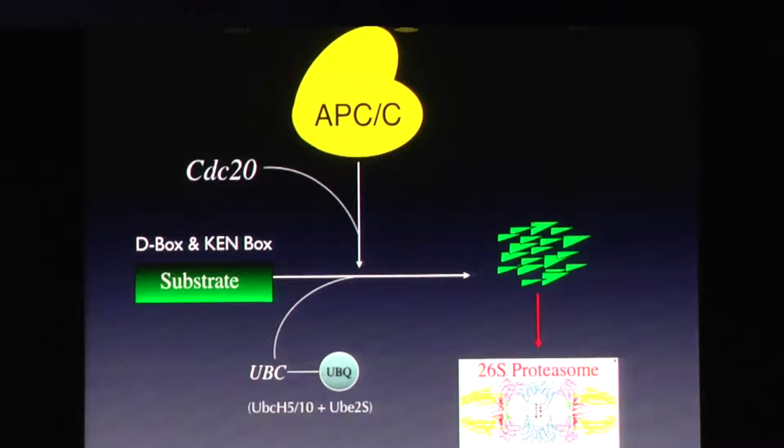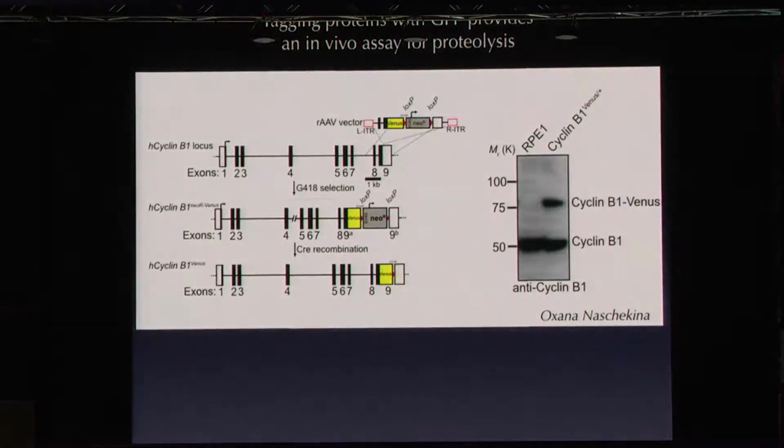So in order to understand this process, especially a process as dynamic as mitosis, we need to be able to look in living cells in real time. And so for a while, we've been making use of fluorescent reporters of the activities that we want to study. In this case, in order to look at APC activity, we have knocked in a fluorescent protein into one of the alleles of cyclin B1, and you can see that here.